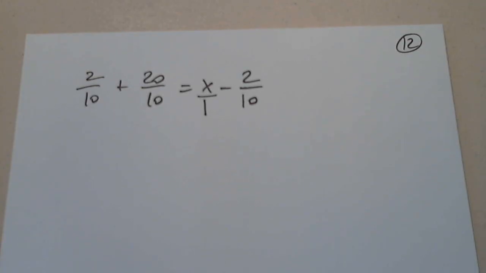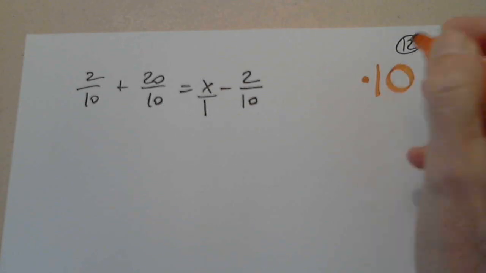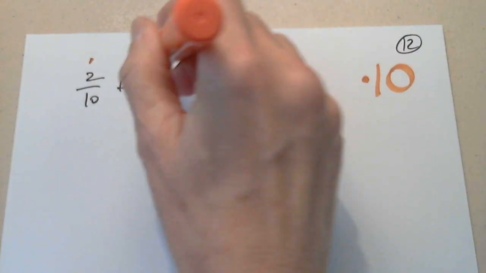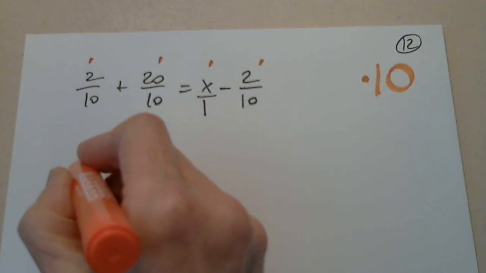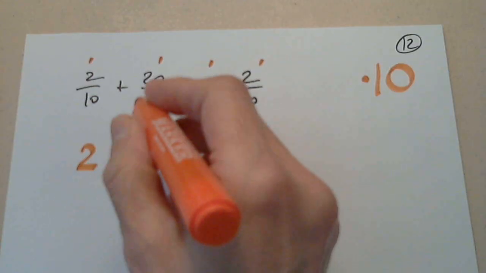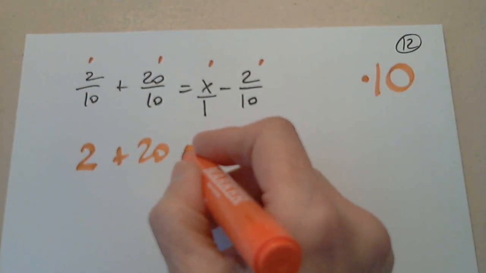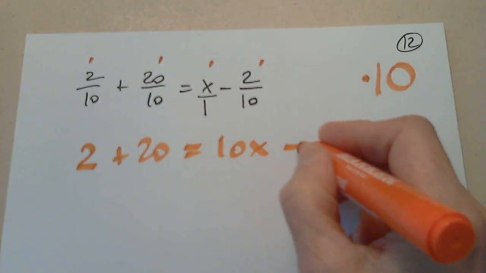I will multiply everything by 10. When I say everything, I see this, this, this, and this. I cannot pick and choose. Everything has to be multiplied by 10. When I multiply this by 10, I get 2. When I multiply this by 10, I get 20. When I multiply this by 10, I get 10x. And when I multiply this by 10, I get -2.